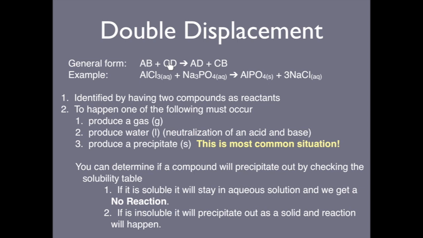A switches with C, and C takes A's place, and A takes C's place. So your products are AD and CB. Now in this type of reaction, it's also possible that the reaction does not occur. And I'll talk more about that in a little bit.